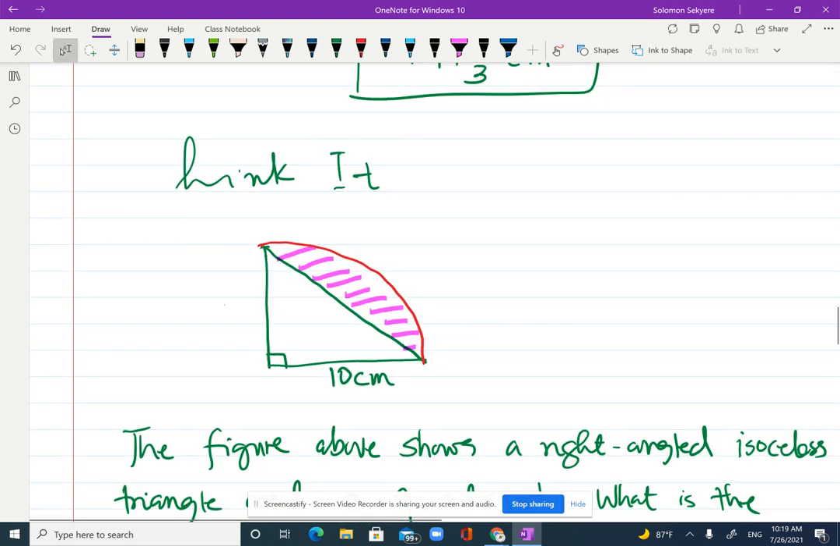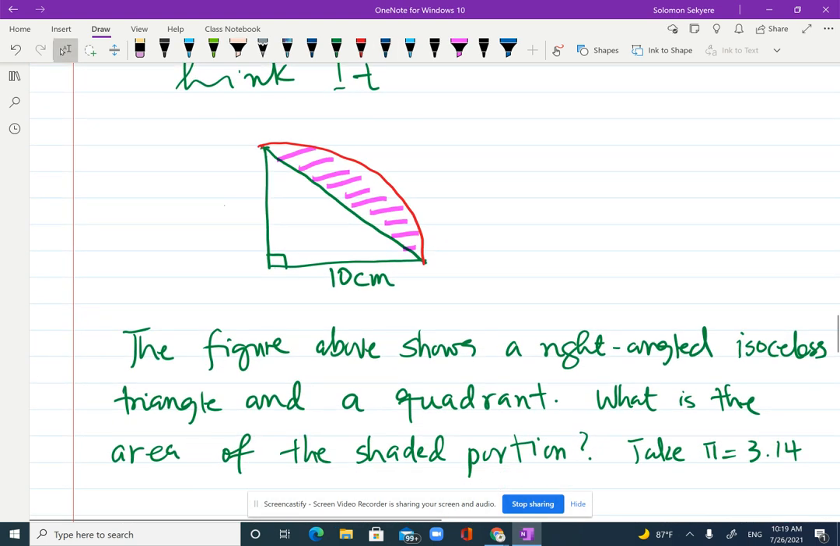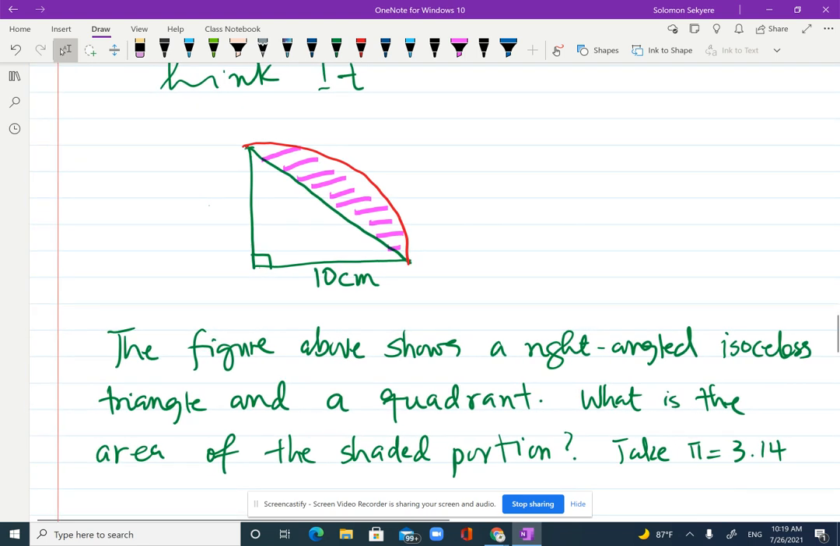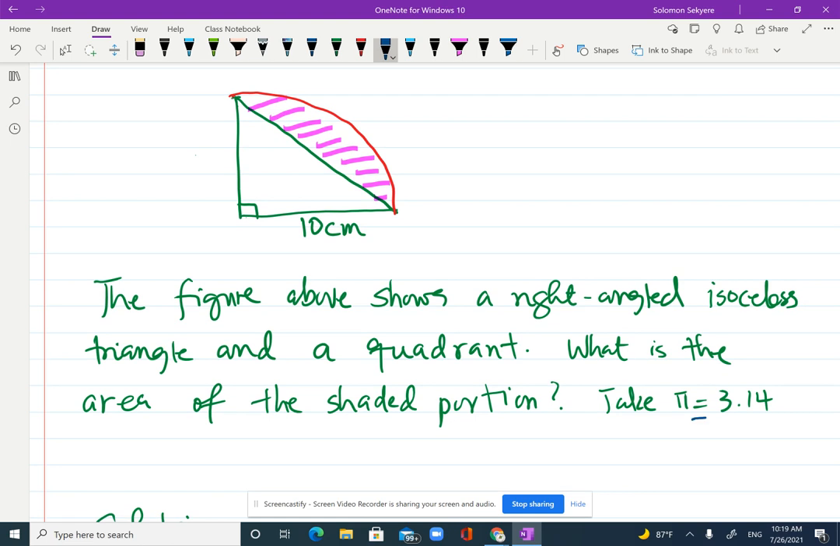Now here is your main challenge today. Link it. The figure above shows a right angled isosceles triangle and a quadrant. Remember quadrants? We studied quadrants earlier. Quad is a fourth of a circle. What is the area of the shaded portion? Take pi to be 3.14. Pause it, try it first, come back and watch the video.